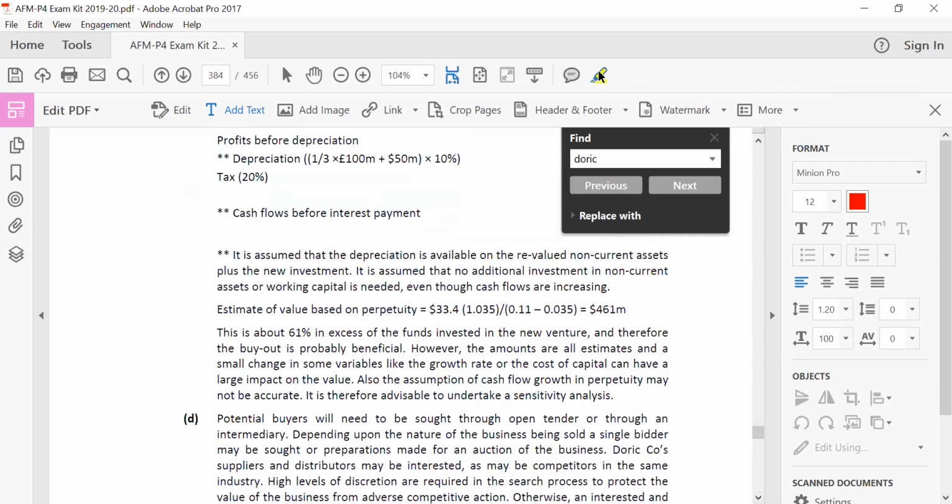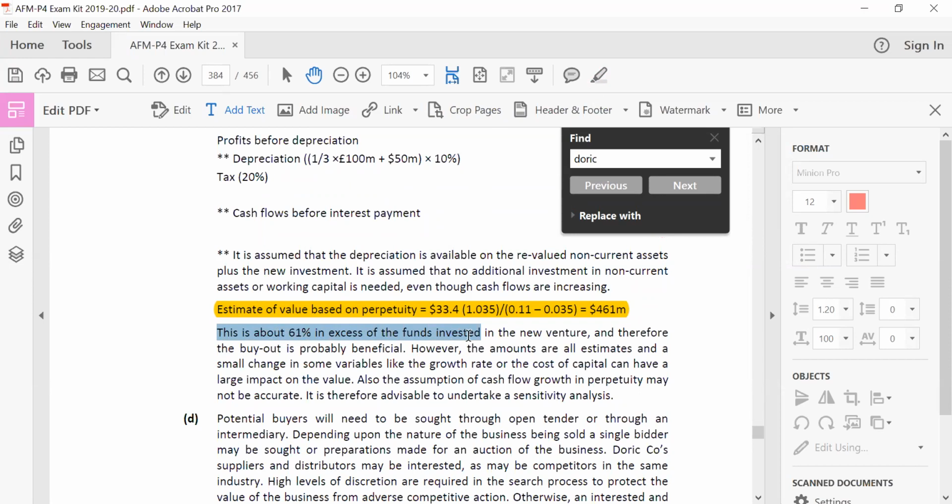So the examiner said we should discuss whether it is beneficial. So you can see the comparison, right? The examiner got 461, but we got 460.89 or something, right? That is not far wrong. It's correct. This is about 61% in excess of the funds.